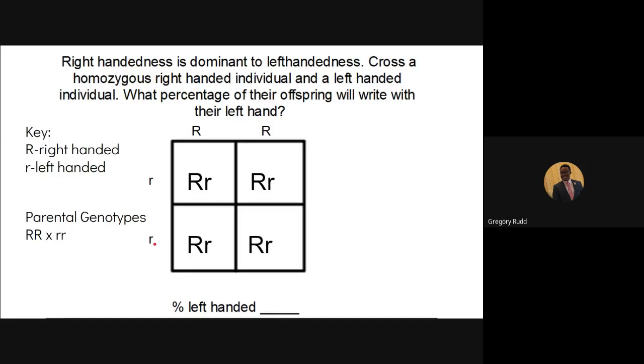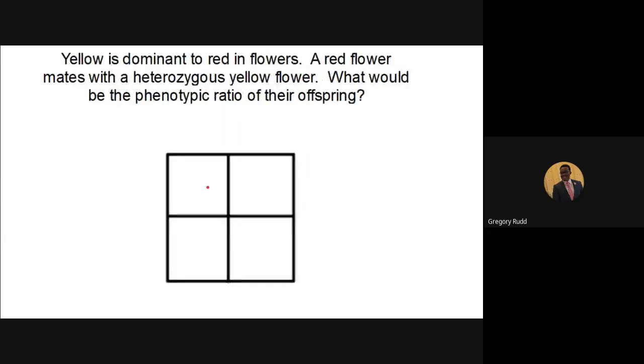So what are the chances, if we look at these four offspring, how many of them are left-handed? Zero. We don't have any left-handed offspring in this case. We've got nothing but heterozygous genotypes, which means that all of the children are going to be right-handed. How many more of these do we have?